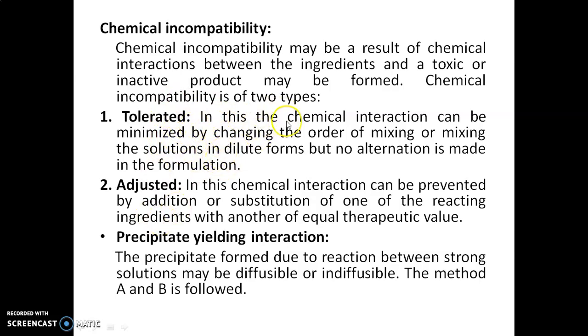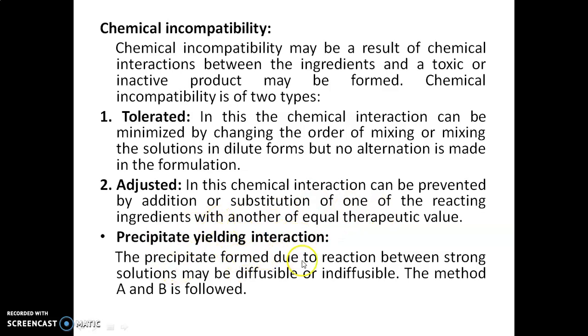In tolerated, the chemical interaction can be minimized by changing the order of mixing or mixing the solutions in dilute forms, but no alteration is made in the formulation. And second, adjusted. In this, chemical interaction can be prevented by addition or substitution of one of the reacting ingredients with another of equal therapeutic value. Then, precipitate yielding interactions.